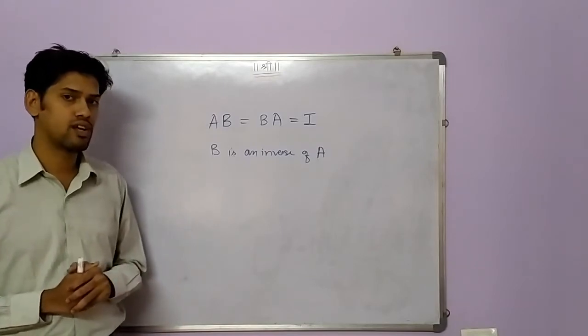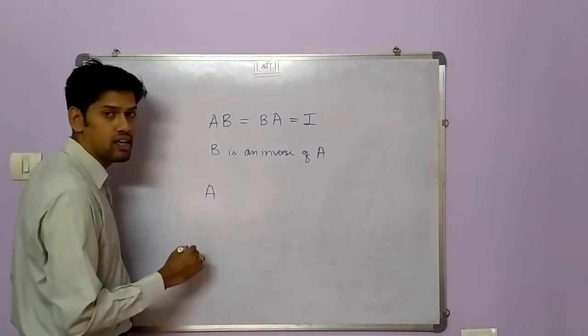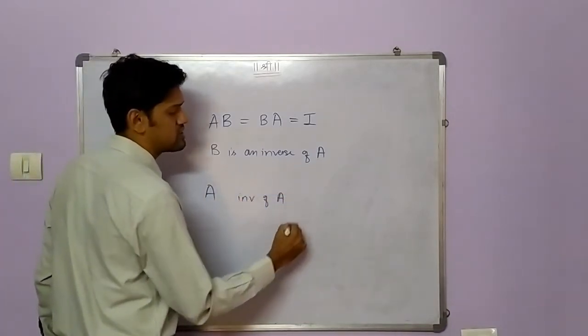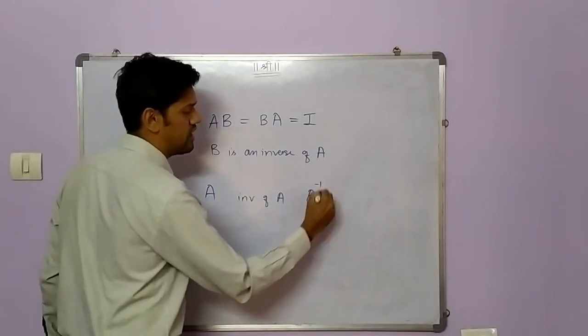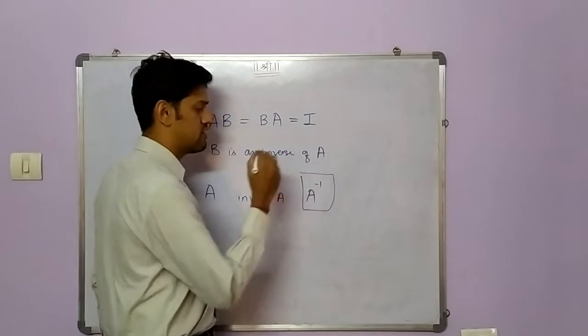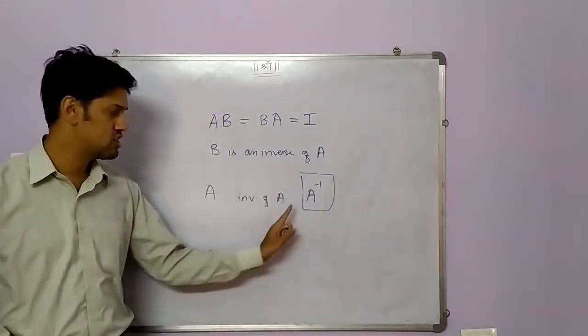The way we denote inverse is, suppose we have matrix A, then the inverse of A is denoted as A raised to minus 1. This is the notation that we use. So in this case, B is actually A inverse.